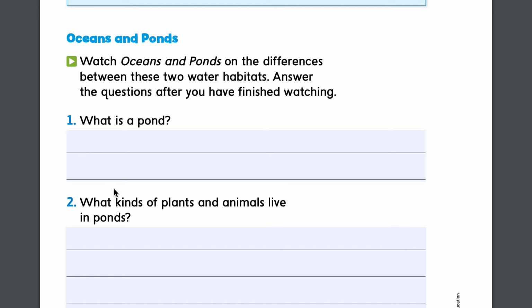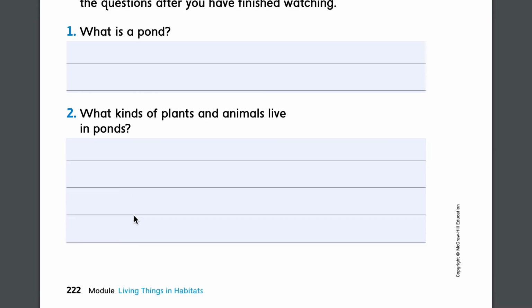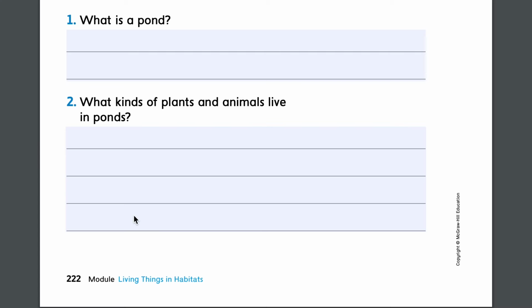And what kinds of plants and animals live in ponds? We could find things like water lilies, cattails, frogs, certain types of fish, maybe some freshwater turtles. Those are some examples of animals and plants that live in ponds.